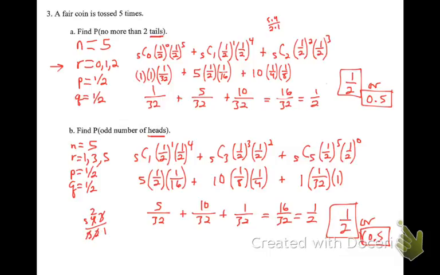Now, of course, that won't always happen in these fair coin problems. If I said the probability of 2 heads, then that would obviously not be 1/2. That would be a little bit less. Okay, pause the video now, write down anything you need to before moving on.